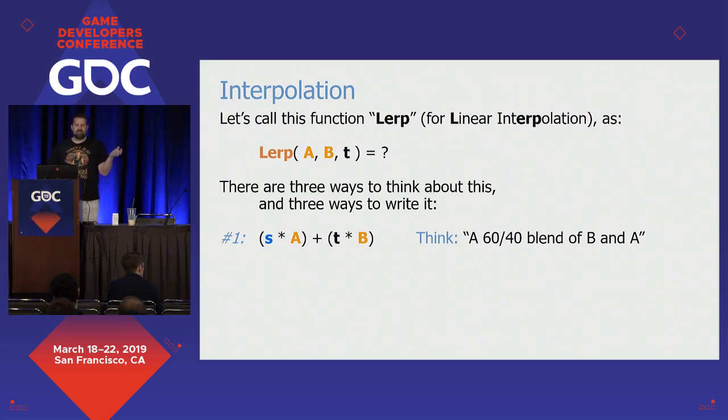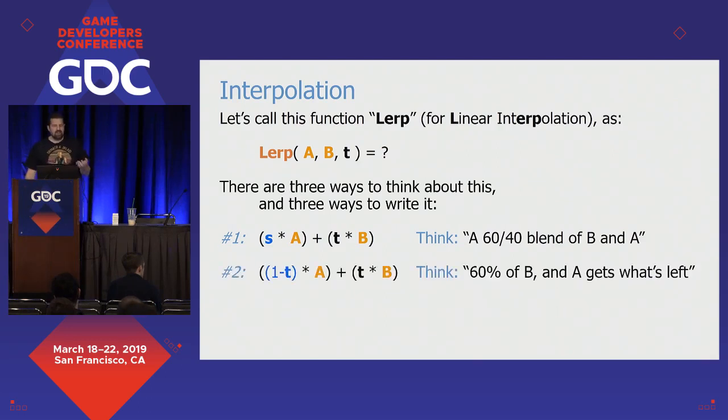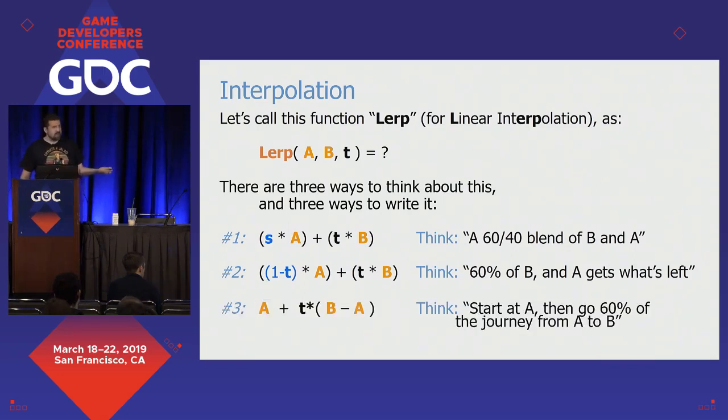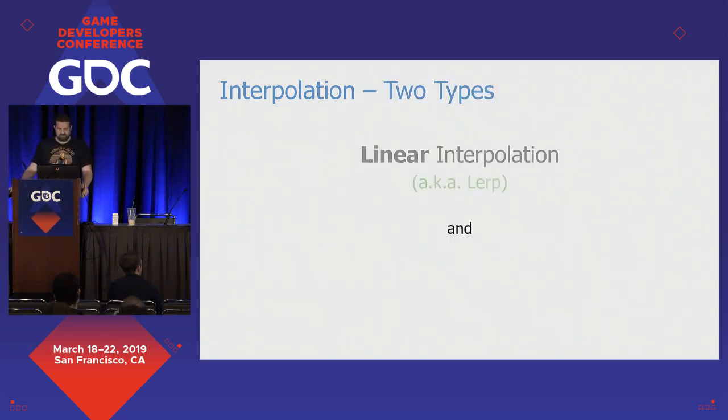So the first way to think about it is there's some of A mixed with some of B. This is a 60-40 blend, right? The second way is if you don't use S, it's obviously the same math, but now it has a smell of, well, B has a percentage and A gets whatever's left over, right? And again, the same math, just written a different way, but this reads like start at A and then move some fraction of the journey, of the displacement from A to B, which is B minus A.